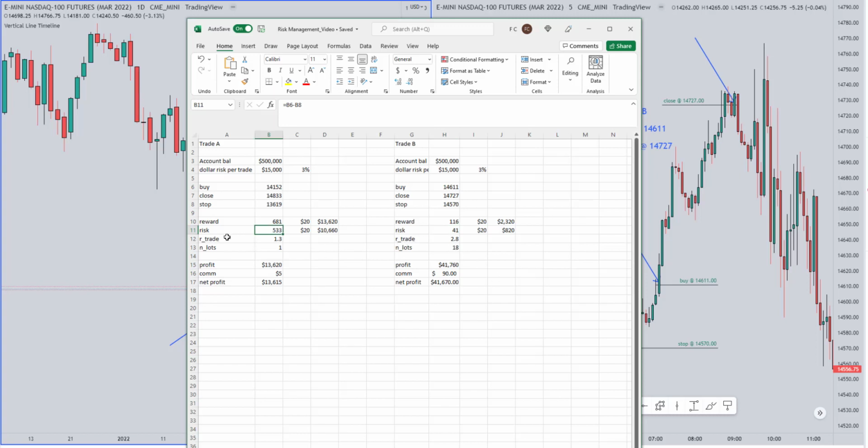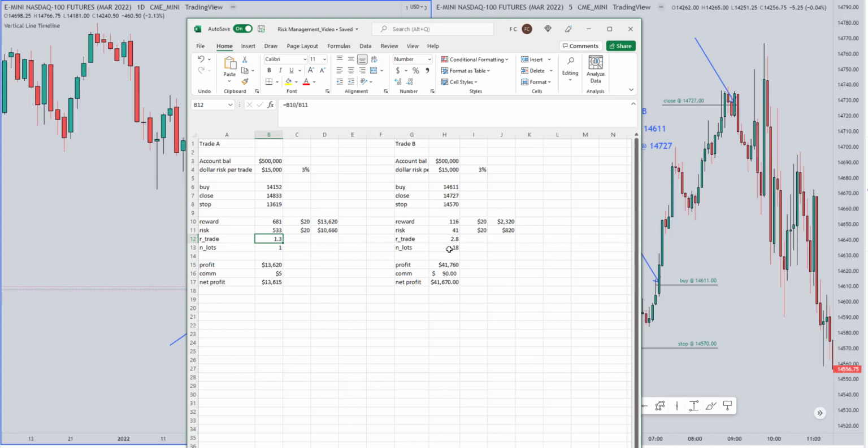So we can come up with a thing called the R on the trade, which is just the ratio of the reward to the risk. Just as simple as that, the red divided into the blue. So this first person got an R of 1.3 and the second one got an R of 2.8.